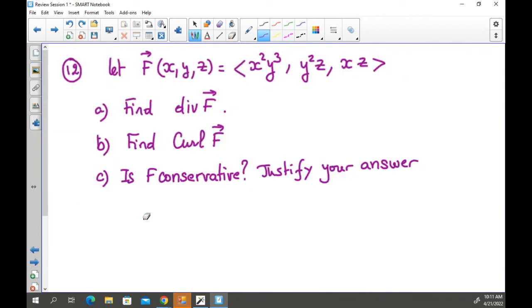Okay. Right. Second question then, which is question 12 in the exam. We have a vector field F. I want to find the divergence of F.